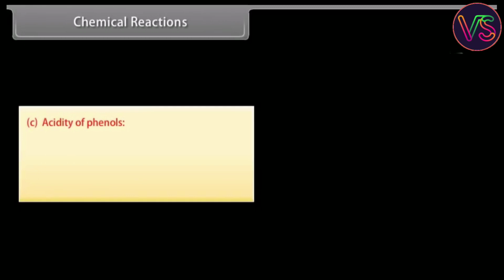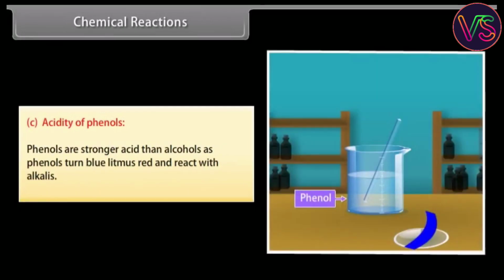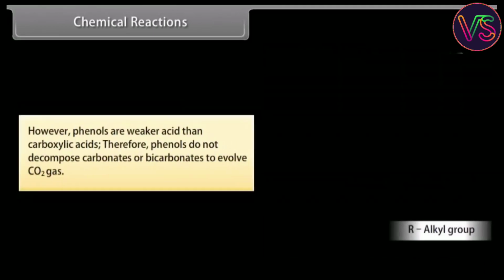Acidity of phenols. Phenols are stronger acids than alcohols as phenols turn blue litmus red and react with alkalis. However, phenols are weaker acids than carboxylic acids. Therefore, phenols do not decompose carbonates or bicarbonates to evolve carbon dioxide gas.